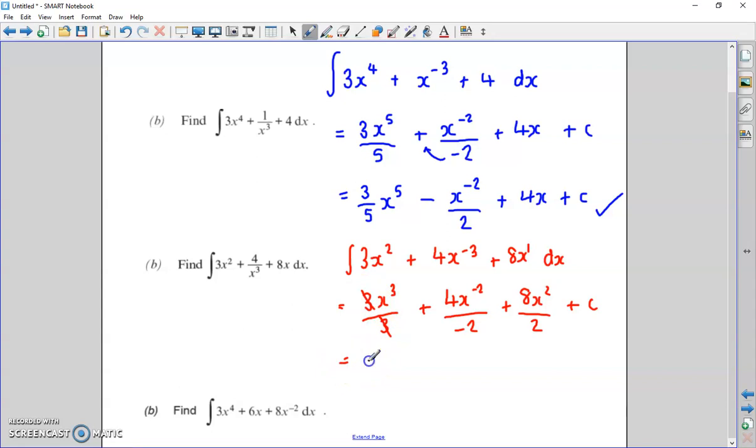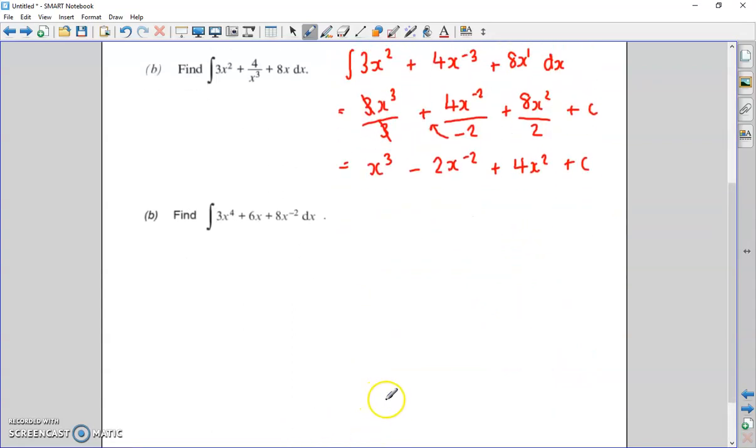They will cancel. Leaves you with x cubed. That minus, I would bring it up in front. 4 divided by 2 is just 2. So that's the neatest way of writing that second term. 8 divided by 2 there is 4. 4x squared plus c. Okay, that one done.